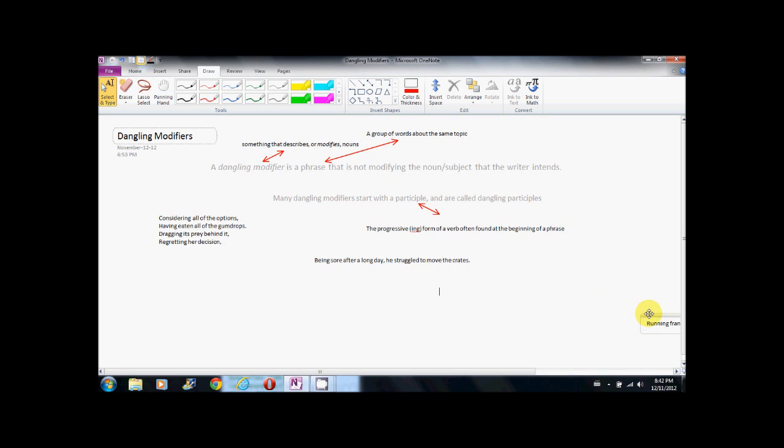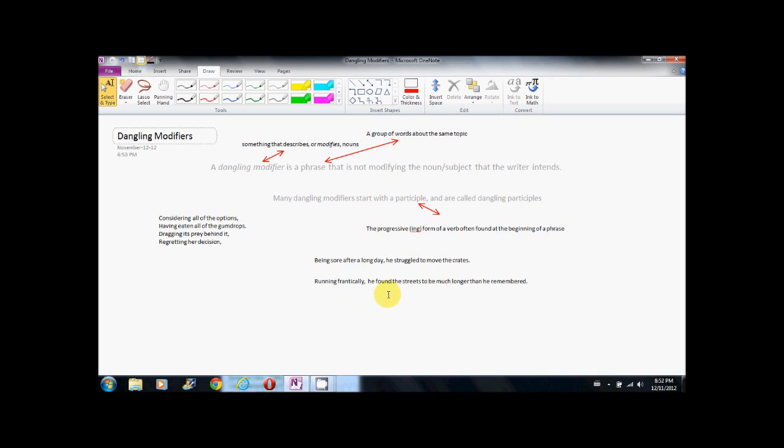So let's take a look at one more example really quickly. Running frantically, the streets seemed much longer than he remembered. Okay, so let's take a look at this again to make sure it meets all these criteria. If we look at the first two words here, we know this is an example of a participle phrase because we have our ing word here, our progressive form of the verb to run. We have a group of words together describing one thing. But again, this is still a dangling modifier because in this example, the thing being described is missing from this sentence.